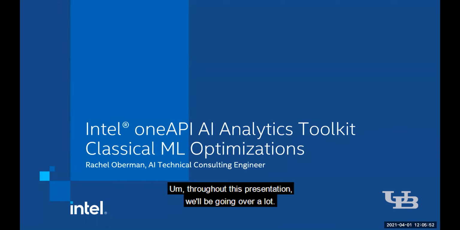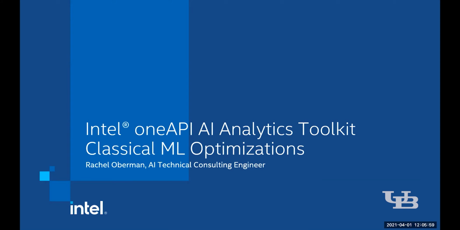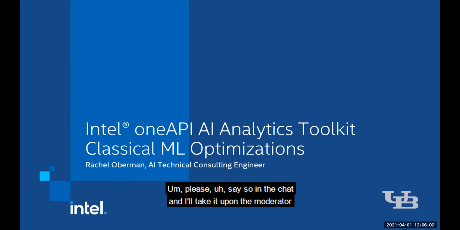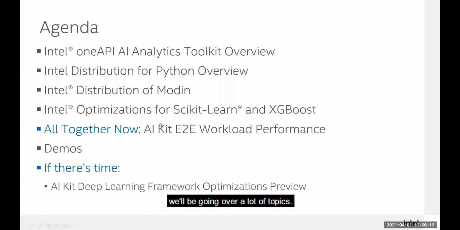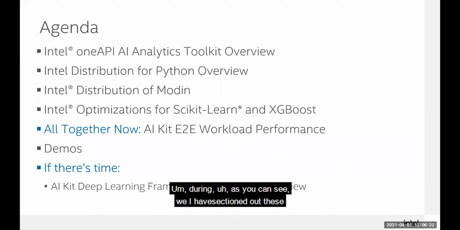Throughout this presentation, we'll be going over a lot. So if at any point you think I'm going too fast, you cannot see the screen, you cannot hear me properly, and so on, please say so in the chat, and I'll take it upon the moderators to interrupt me and tell me to slow down, zoom in more, etc. Because this is a 2-hour workshop, we'll be going over a lot of topics. I've sectioned out these topics into different sections. At the end of each section, I'll call for questions that you could then ask in the chat. If I don't read them or answer them verbally or notice them, I will expect the moderators to tell me I've missed a question.